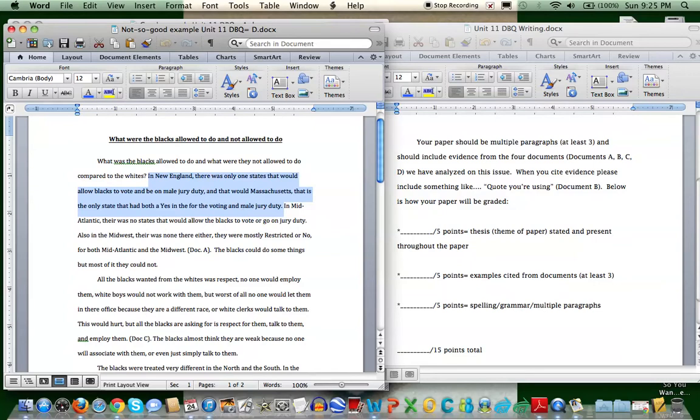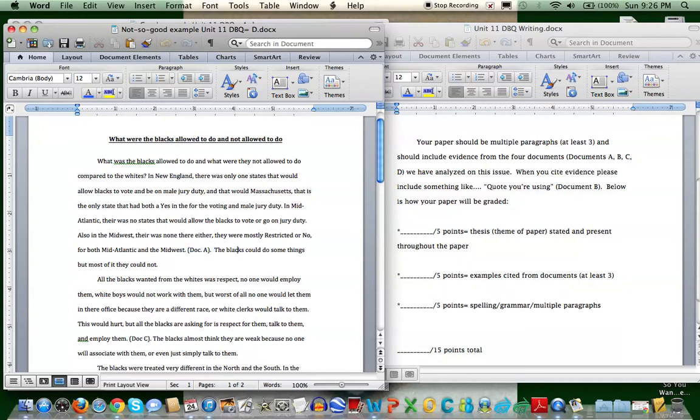"In Mid-Atlantic, there was no states that would allow the blacks to vote or go on jury duty. Also in the Midwest, there was none," and again this is a wrong use of "there was none there either." Look at this sentence: "Also in the Midwest, there was none there either." Again, confusing, difficult for me to follow. "They were mostly restricted or no for both Mid-Atlantic and the Midwest." So the student finally uses document A, but again, I can't really decipher what they're trying to say.